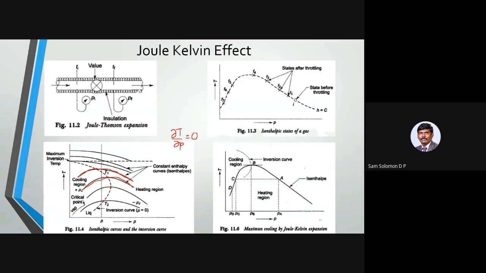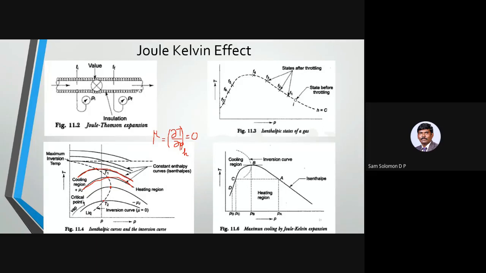Okay, and this curve is called the inversion curve. And they are calling it as mu. Mu is nothing but this partial T by partial P. What is the change in temperature for the corresponding change in pressure? And we said that this is for a constant enthalpy. So your mu is called as Joule Thomson coefficient. It is called as Joule Kelvin coefficient. And Joule Kelvin coefficient is mu.